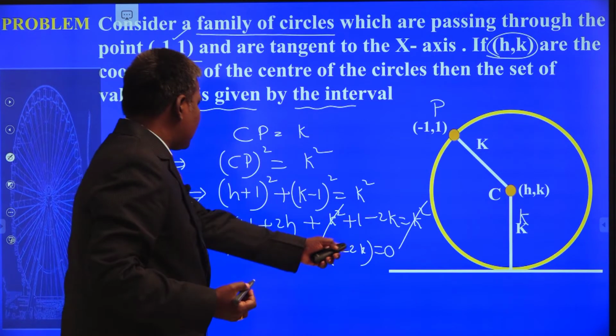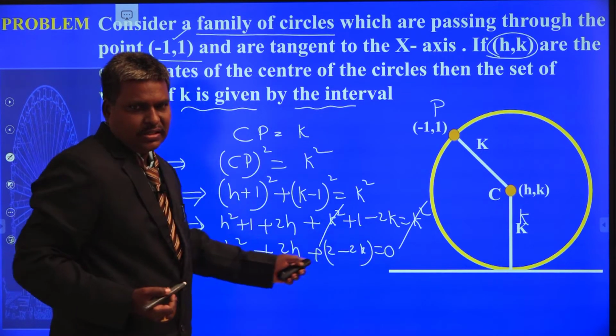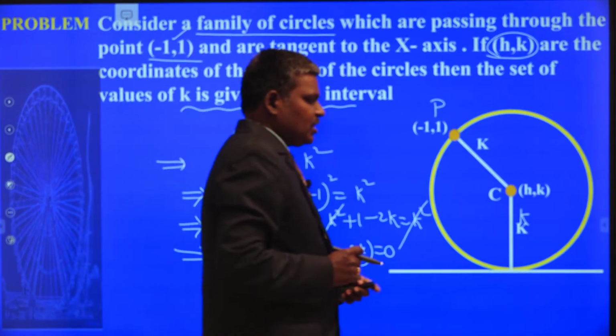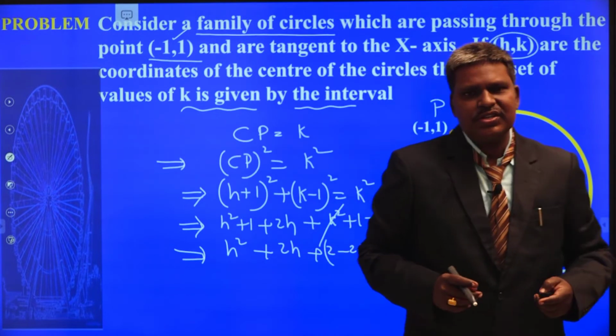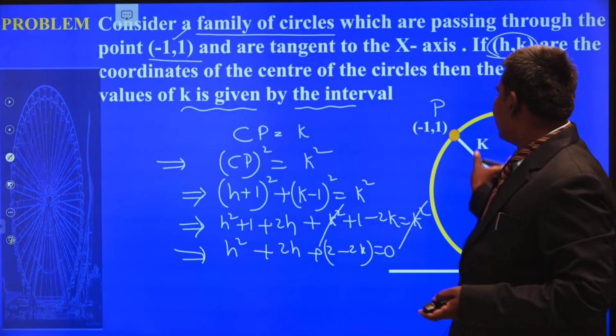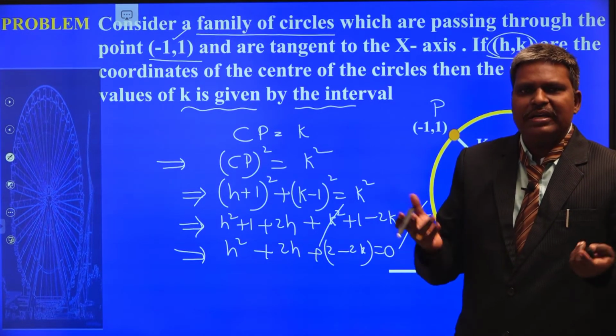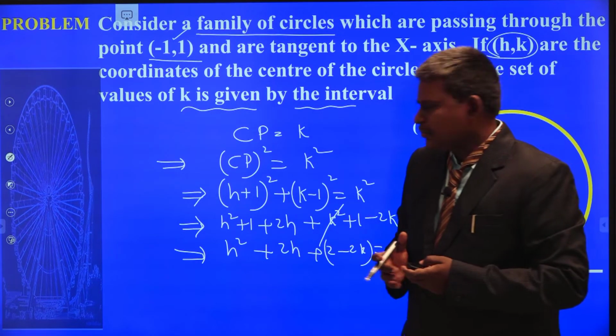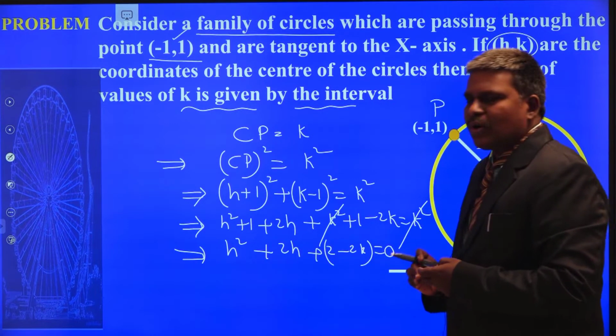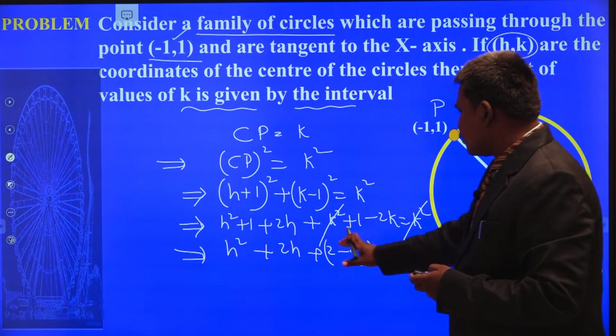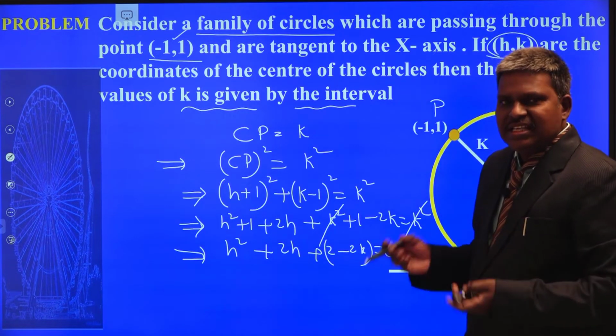Observe, students. What is this? This is a quadratic equation in h. What is your h? Is it real or not? h comma k is the center that is given to you. Immediately, your h is real. So h is in a quadratic equation. It is quadratic, and h is real.